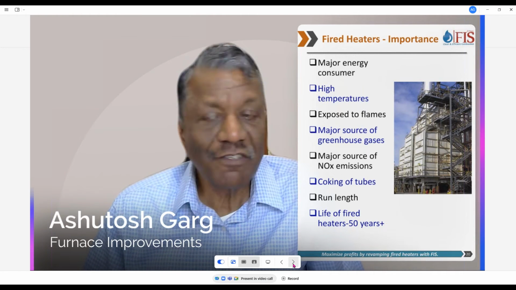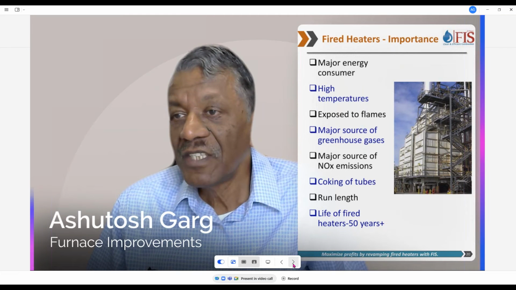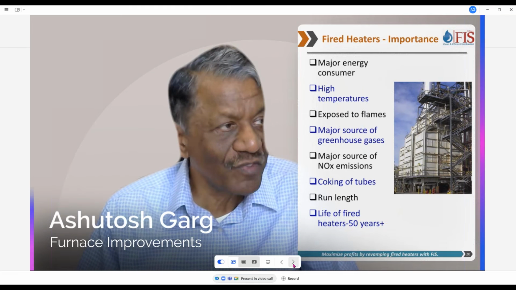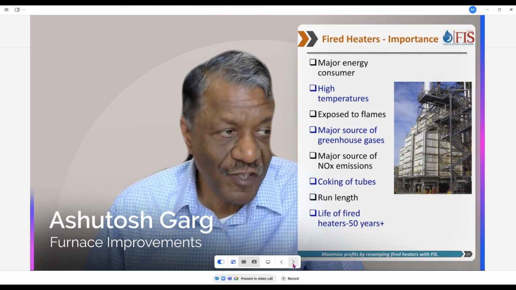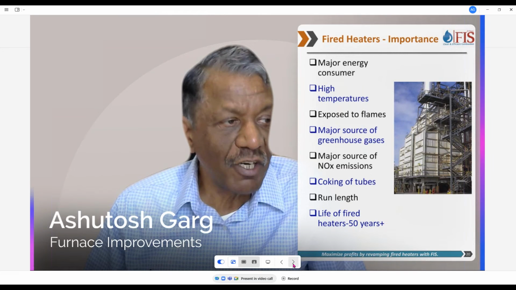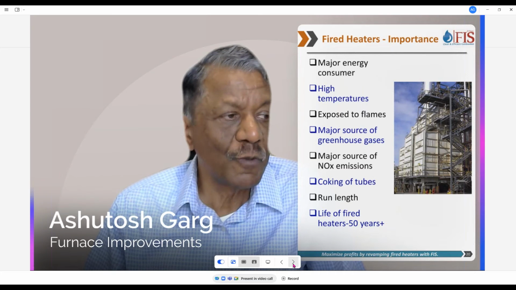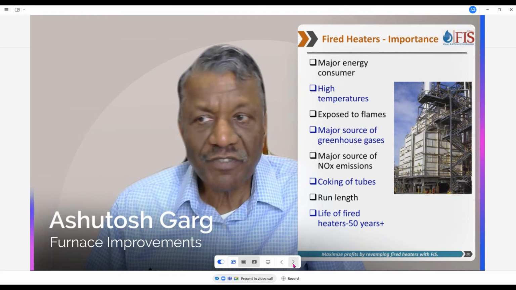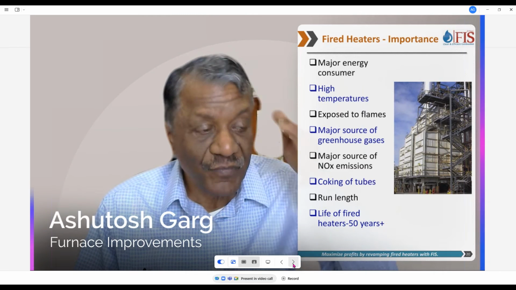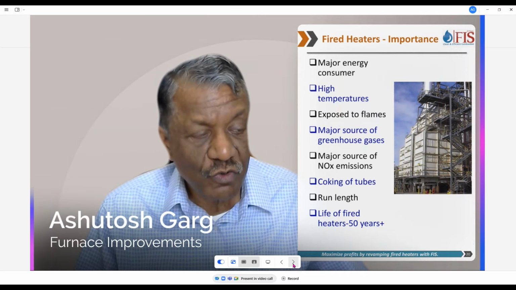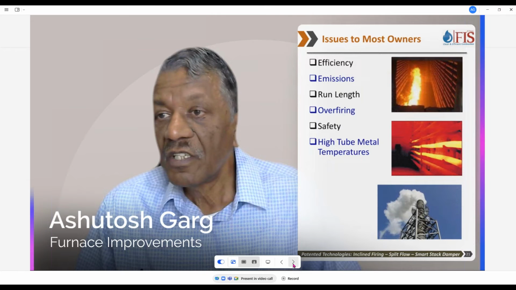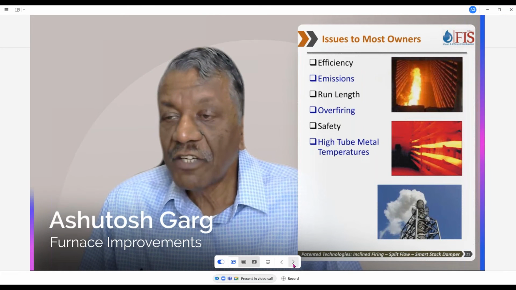Fired heaters are a major source of greenhouse gases, and my thinking is you will see big changes in the next 20-25 years. Fired heaters are a major source of NOx emissions. And coking of tubes is the most common problem. Run length is another issue. And what we have to think is that most of the heaters are there for 50 years, 60 years, 70 years. So when you build them, you need to take ample precautions because it is not easy to modify or revamp fired heaters.